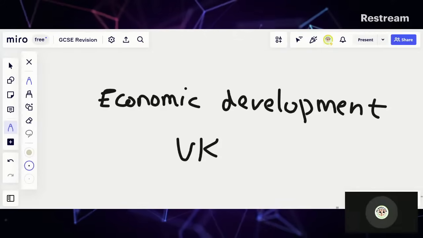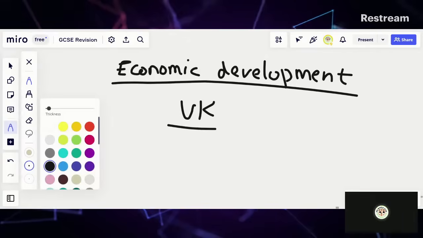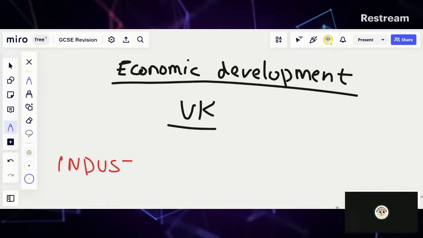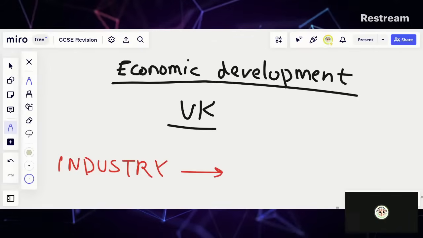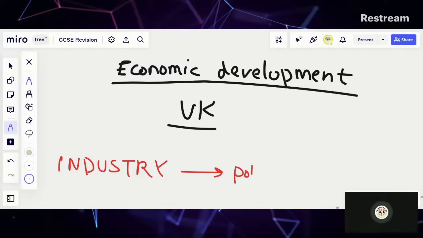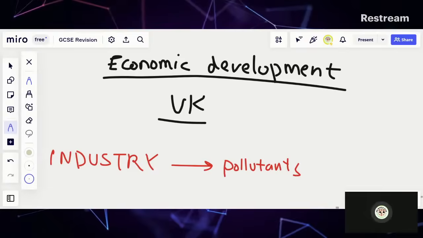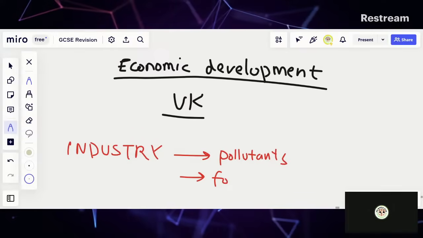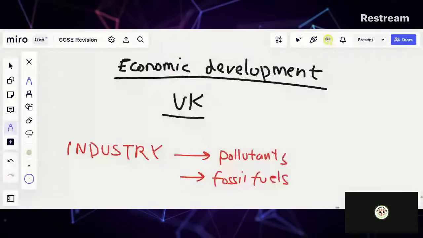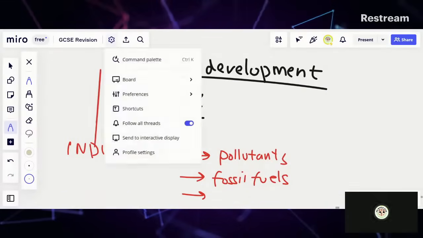So the industry can have lots of effects, and it tends to unfortunately have loads of negative effects on the environment. Now, some of these negative effects include things like factories producing pollutants into the atmosphere, them using fossil fuels, climate change. Also, factories using lots of energy and lots of water as well.